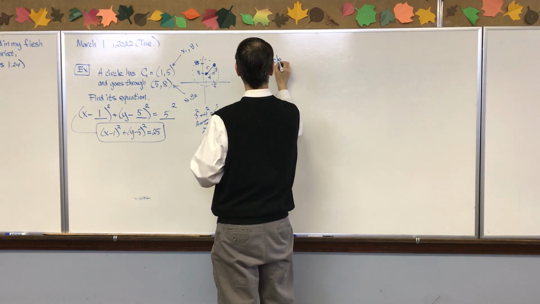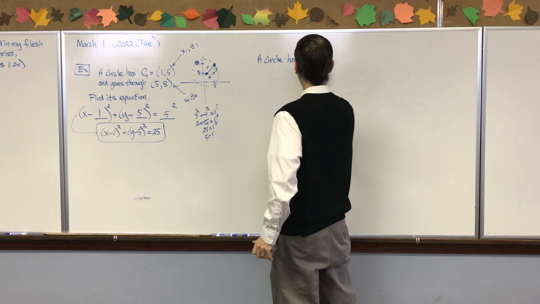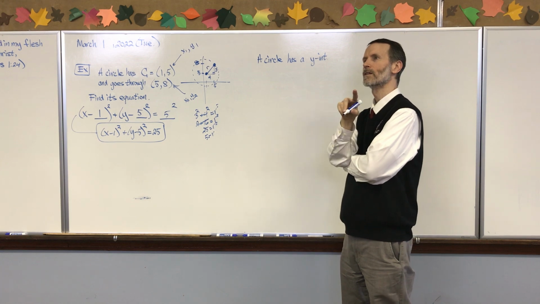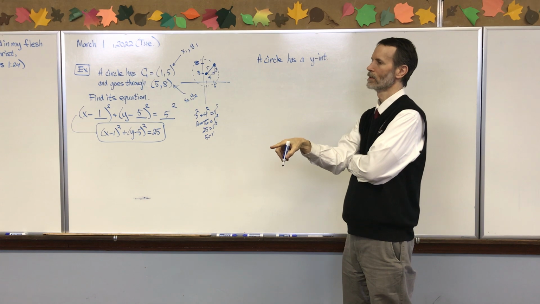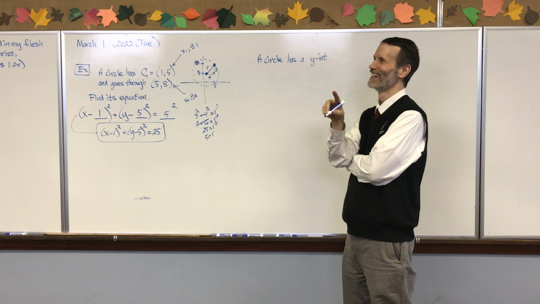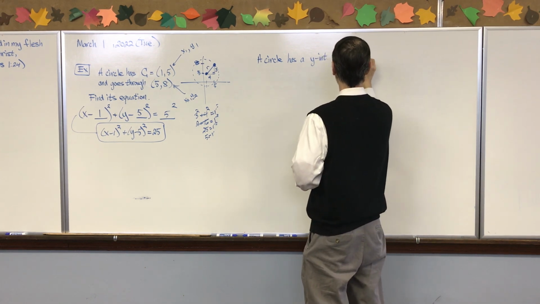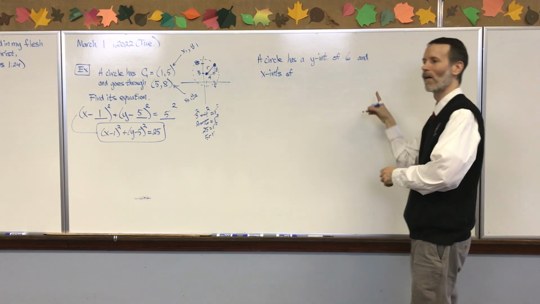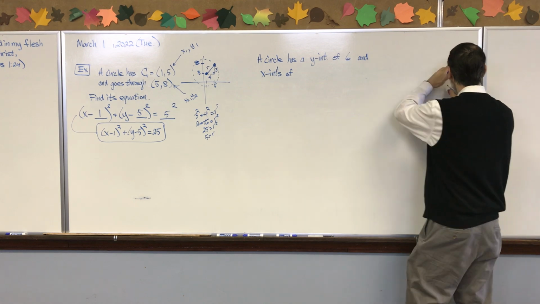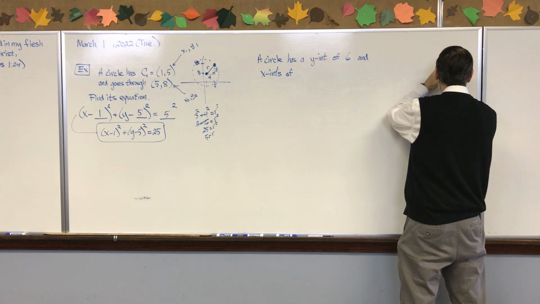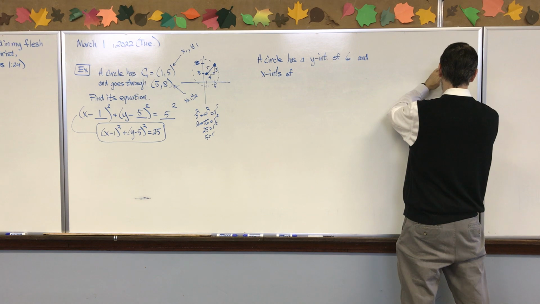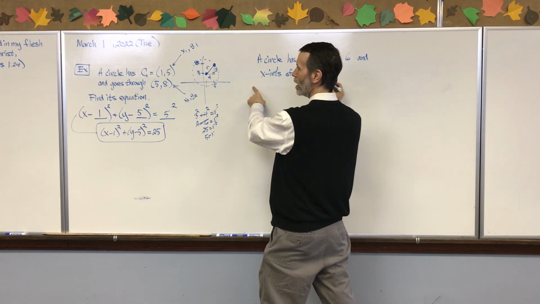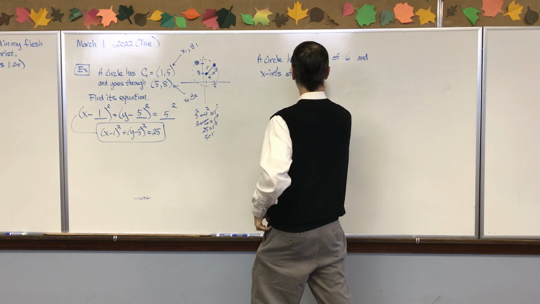A circle has a y-intercept of 6, and x-intercepts of 7.